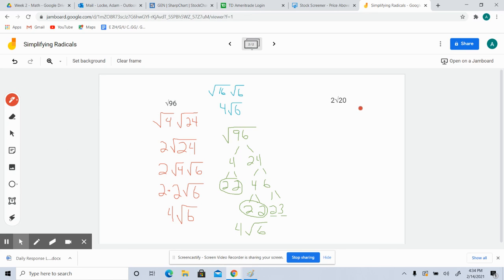For the last one, just to reiterate what happened in the last one, I've already got 2 outside. So I'm going to get 2 times the square root of 20, which I'm going to break down into the square root of 4 and the square root of 5, which gives me 2 times square root of 4 times square root of 5. 2 times 2 is 4, and the square root of 5 we cannot divide by any of our perfect squares, so we leave it as the square root of 5.